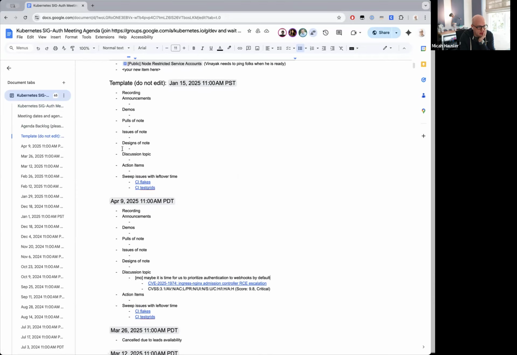First up is Mo. You put down, it's time for us to talk about authentication of webhooks. Yeah, so I can get started. I think probably everyone on this call is well familiar with the recent pile of Ingress Nginx CVEs. The one I linked there is, I think, the relevant one for this discussion, which is the RCE on the admission controller. Certainly that admission controller should have been better designed such that an arbitrary request cannot cause an RCE to it.